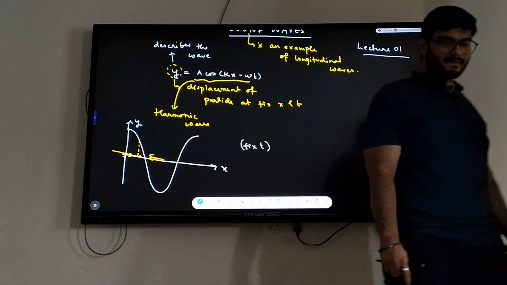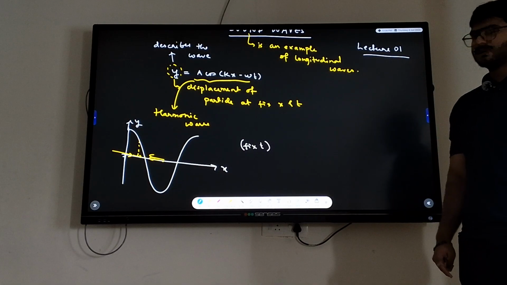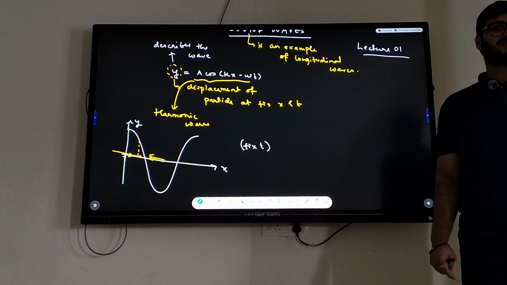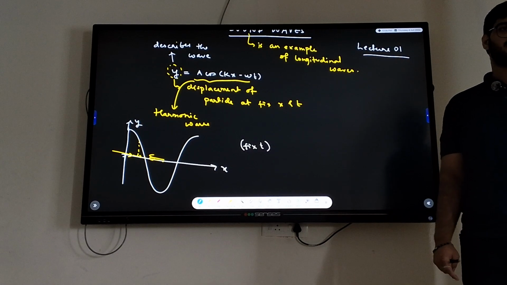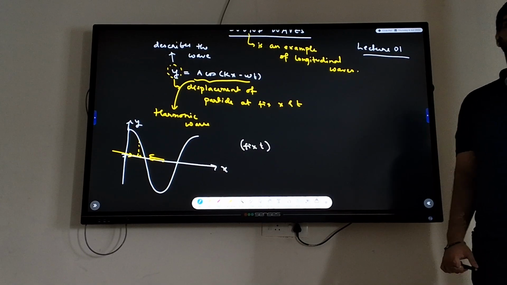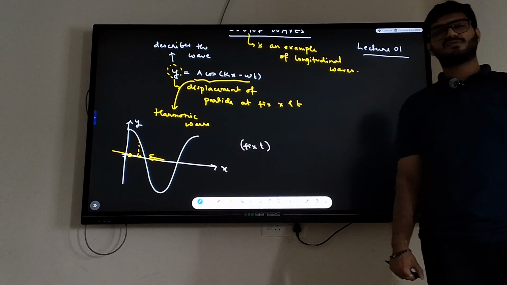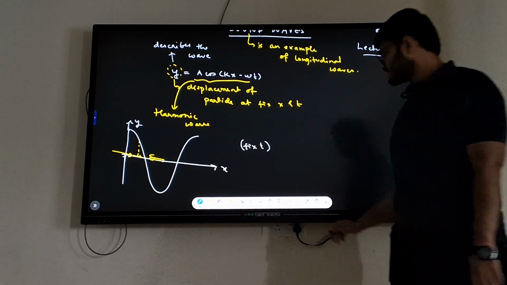Now we have been talking about all of this, but we were tracking the displacement of a particle, and then we said if I know this physical quantity displacement, I will be able to describe my wave. But it need not be that only displacement can be used to describe a wave. I will introduce some other physical quantities which can be used. Okay, so let's do this.